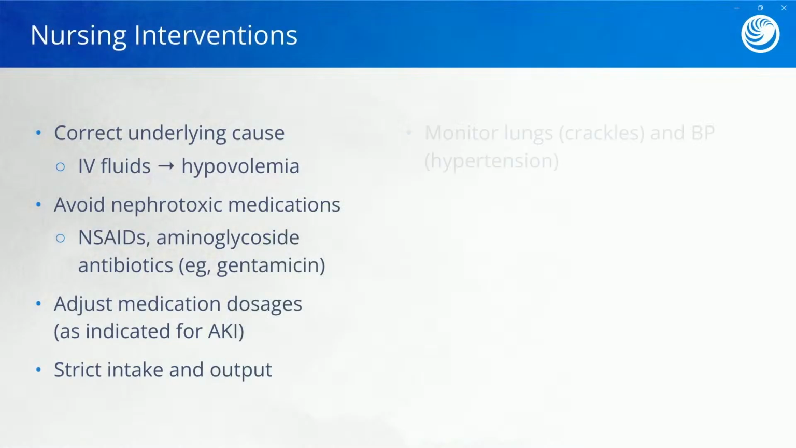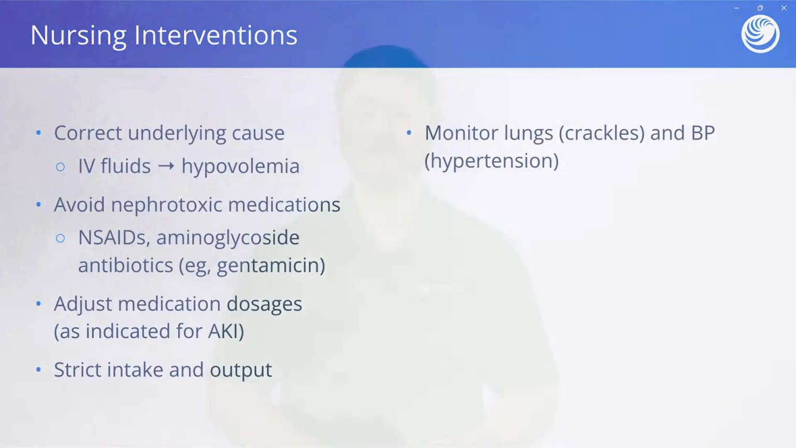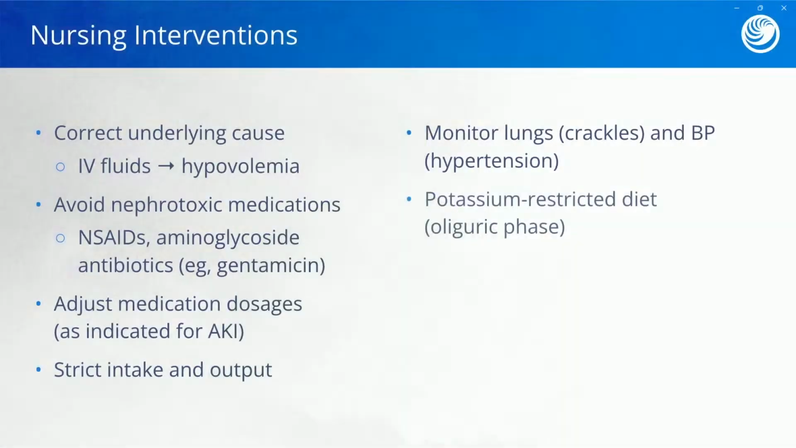In contrast, if the client is in the diuretic phase, we're losing fluids and electrolytes, so we should monitor for low blood pressures as well as decreases in electrolyte levels like hypokalemia. For the oliguric anuric phase, we should monitor lung sounds for the presence of crackles and the blood pressure for hypertension. Additionally, due to the buildup of potassium, we want to administer a potassium-restricted diet to avoid any further increases in serum potassium levels. Daily weights and renal function should be monitored frequently to assess for any weight gain or loss, as well as an improvement or decline in kidney function.